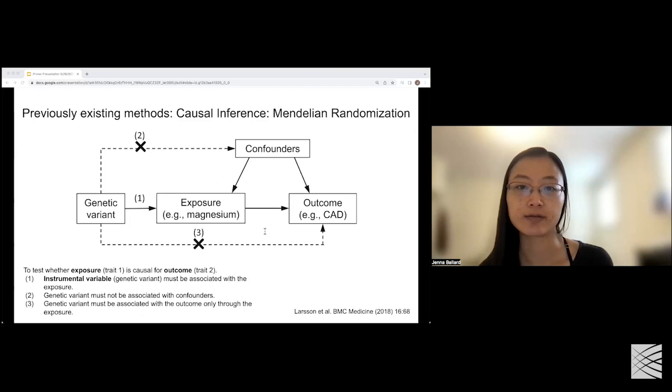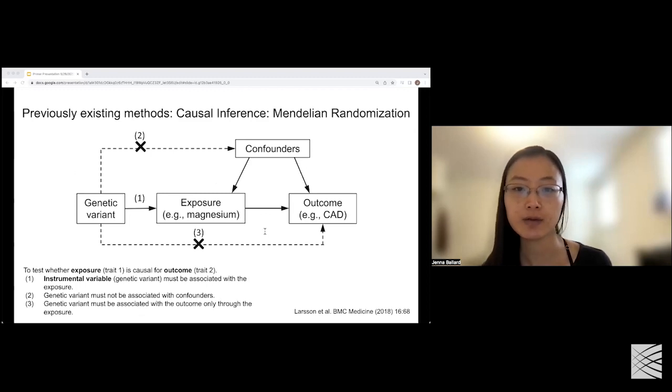And then finally, there are things beyond estimating genetic correlation that we might want to do, such as infer causal relationships between traits. One existing method for this is Mendelian randomization, which aims to test whether some trait, which we call the exposure, may be causal for another trait, which we call the outcome. Because our genetics are randomly assigned during meiosis, they're unlikely to be affected by reverse causation or our specific lifestyle factors.